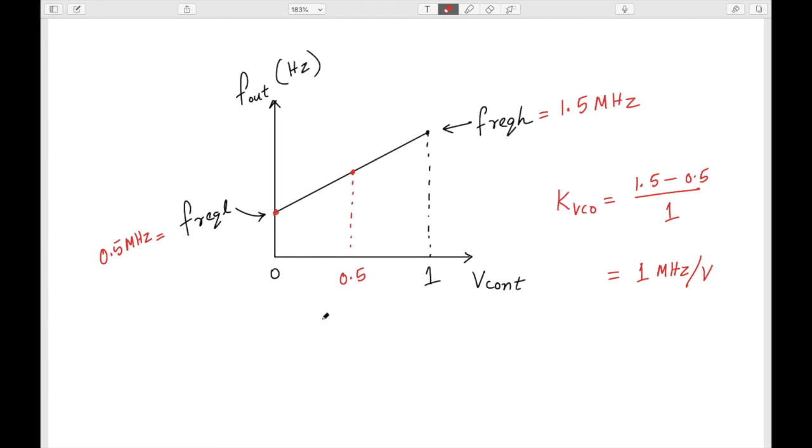Of course, at 0.5 volt we can easily find out that it is going to spit out a frequency of 1 megahertz, in the middle. We can find this as 1.5 plus 0.5 divided by 2, so in this way we can find out the midpoint. Because we are giving an input voltage of 0.5, it is supposed to give a frequency of 1 megahertz. Let's do the simulation and see.